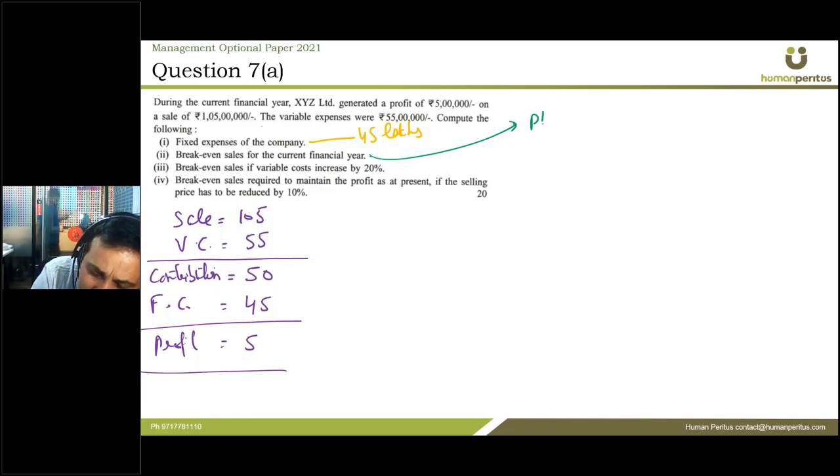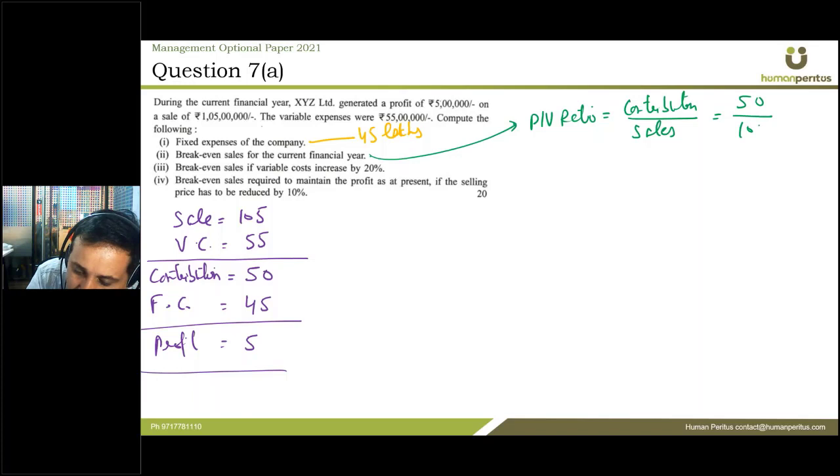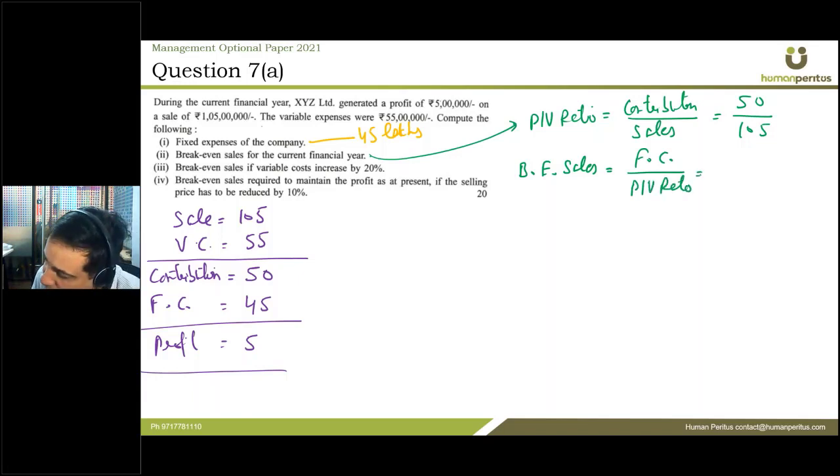So first we calculate the PV ratio. So PV ratio is what? Contribution over sales. So contribution is how much? Contribution is 50. We have calculated. Sale is 105. So this gives us the PV ratio, but we need break even sales. So break even sales are given by fixed cost divided by PV ratio. So my fixed cost is 45. So 45 over 50 divided by 105, and therefore my break even sales comes out to be 94.5 lakhs.